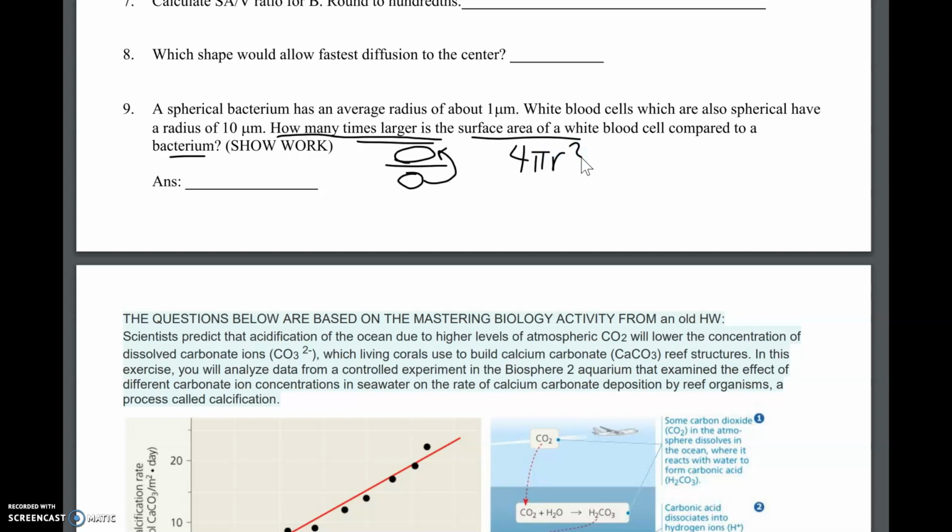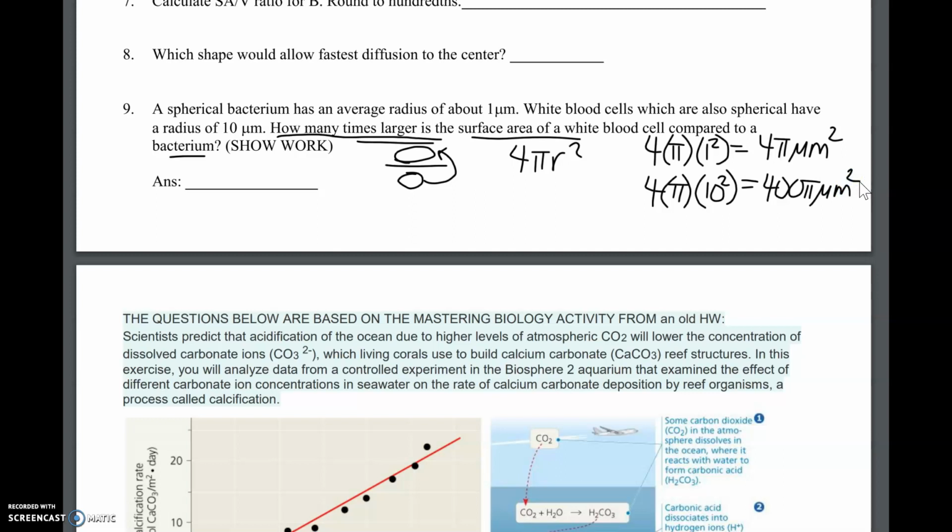For the bacterium, that would be 4 times pi times 1 squared, which is going to give you a surface area of just 4 pi. That would be micrometers squared, although that isn't really important for right now. Okay, and now for our spherical cell, 4 times pi times 10 squared, and that's going to give me 400 pi micrometers squared.